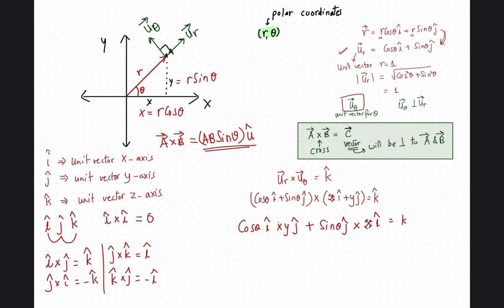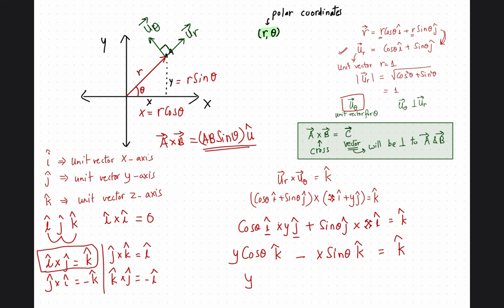Then equal k cap. So this is y cosine theta, and I cross j is k cap, which we can see here. Plus x sine theta, I can write together, and then we have j cross I. J cross I is negative k. I changed the order here, so it should be negative k. So I'll write k here and change the sign in between them as negative. Equal k cap.